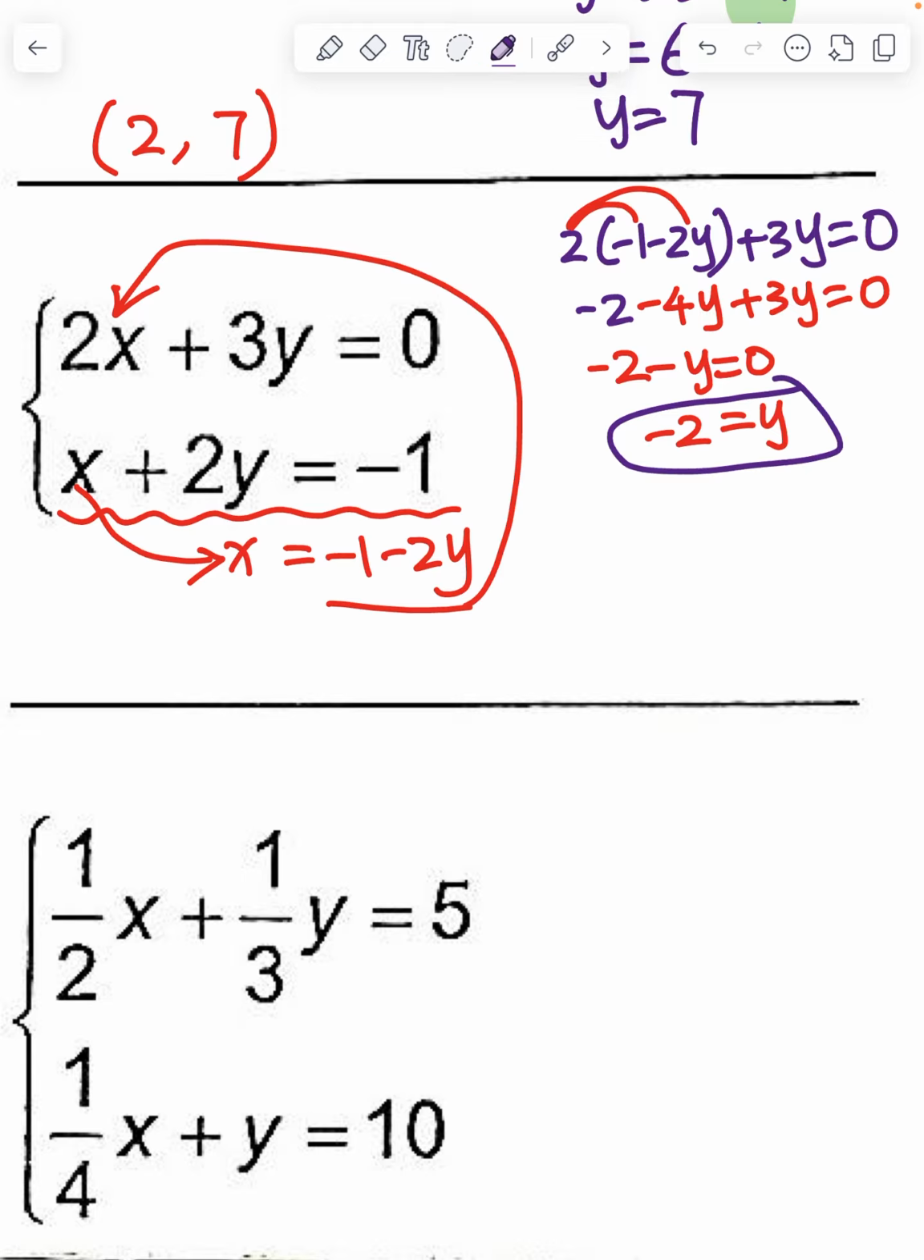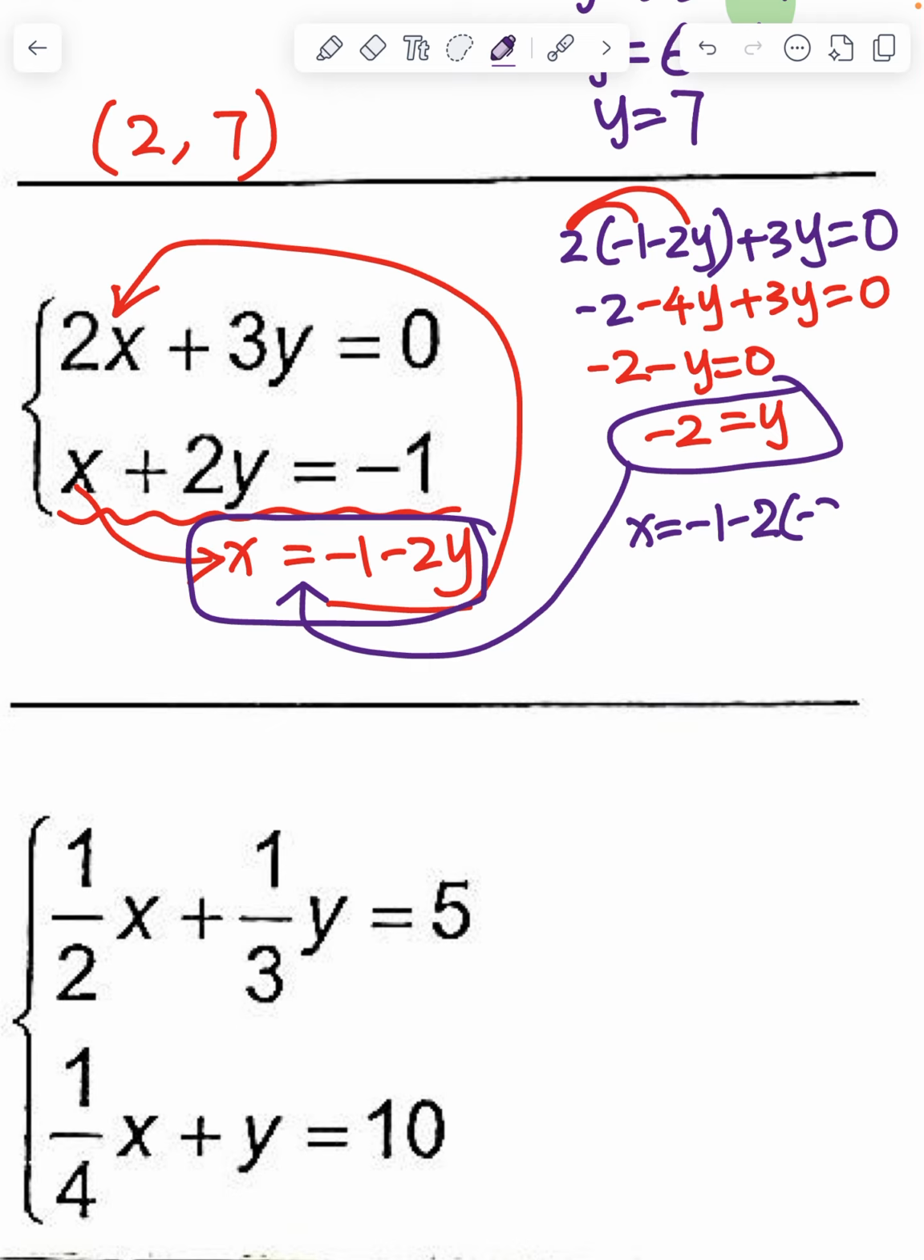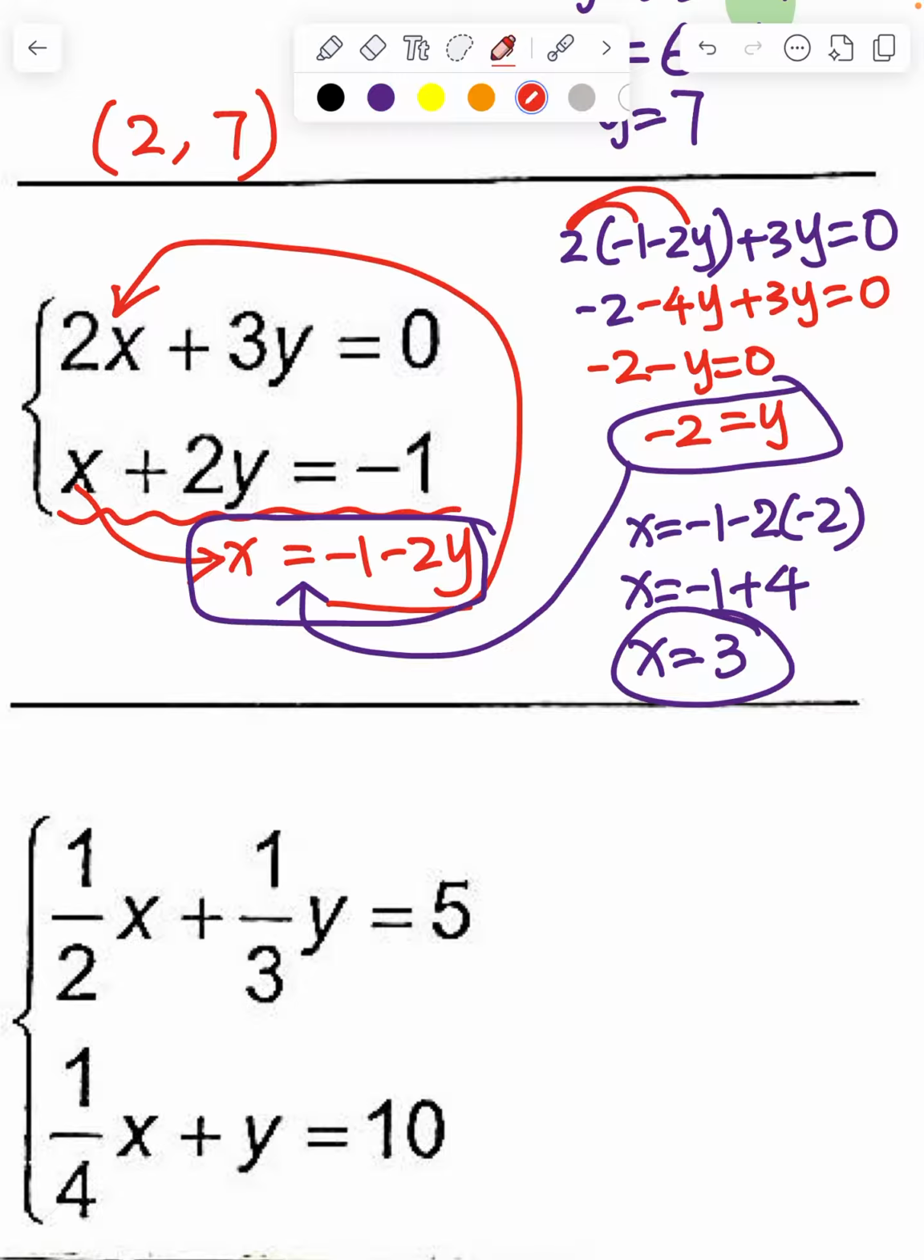So now go back to here. Solve x. Go back to this equation. So x equals negative 1 minus 2 times y. We know y equals negative 2. So x equals negative 1, negative 2 times negative 2. Negative times negative, that's positive. So plus 4. So x equals 3. Now we're going to write out the ordered pair. So x equals 3, comma, y equals negative 2.